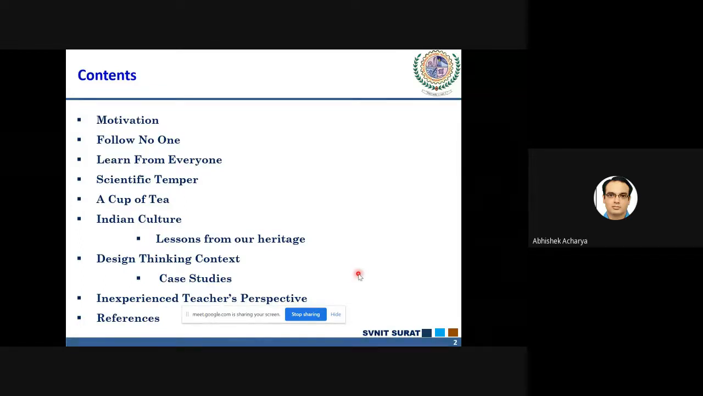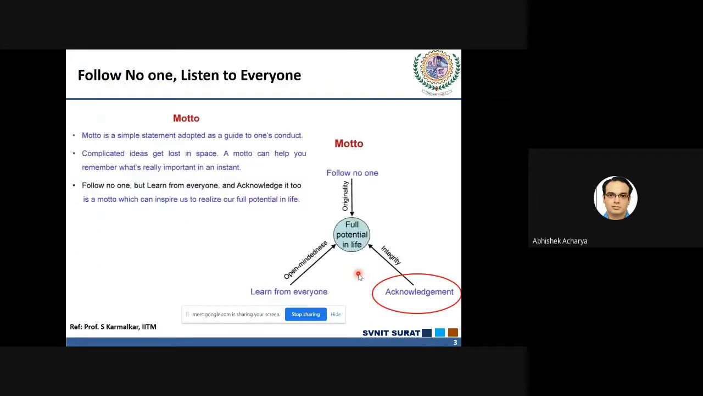So let me start from the first slide itself, that is follow no one, listen to everyone. So what do I mean by follow no one and listen to everyone? This is a very ancient concept of Indian culture. You will find some detail regarding this in our Vedas and Upanishads. I'll come to those slokas later on, but let me define the motto, because follow no one and listen to everyone is basically a motto.